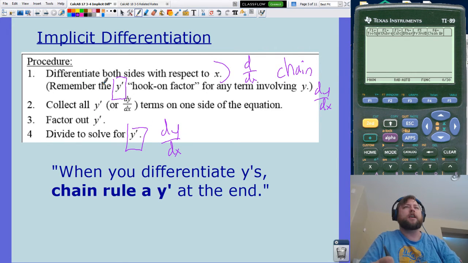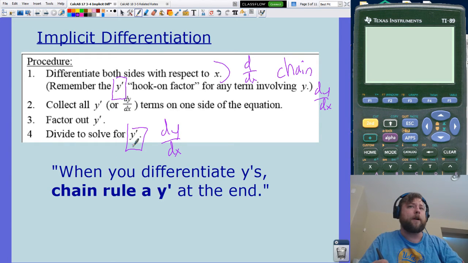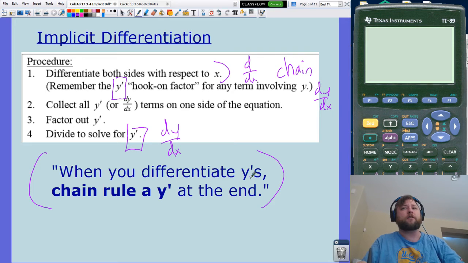So the goal here is differentiate this, and whenever you differentiate the y's, you put a times dy dx. Then you want to collect all the dy dx terms on one side and factor out, and basically you're just isolating the y prime. So the big thing to get from this is when you differentiate the y's, chain rule a y prime or dy dx at the end. Now, I think you just need to see some examples of this.